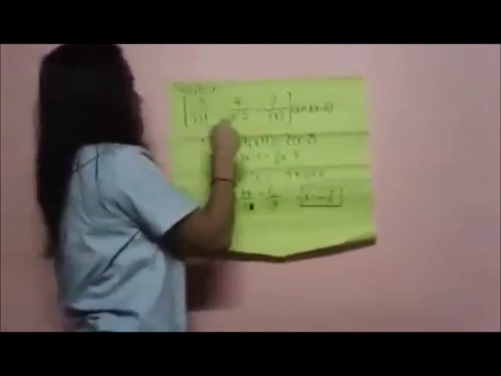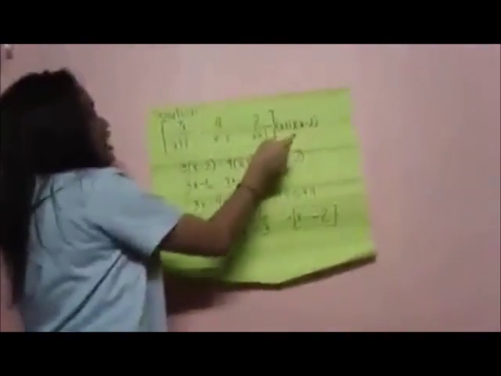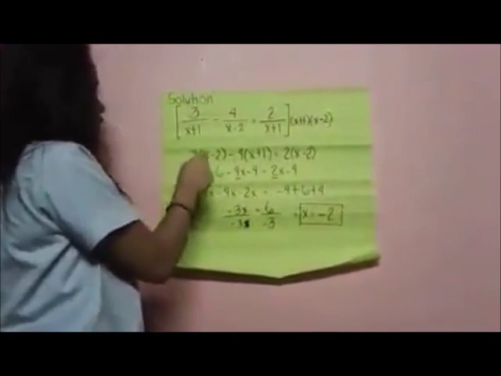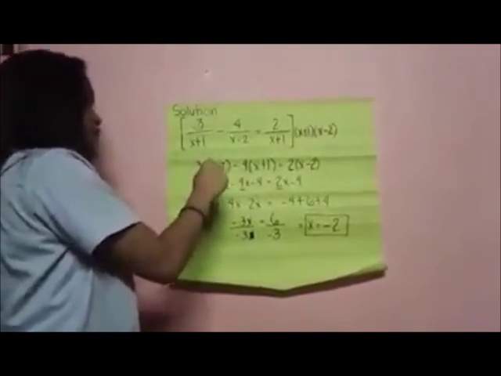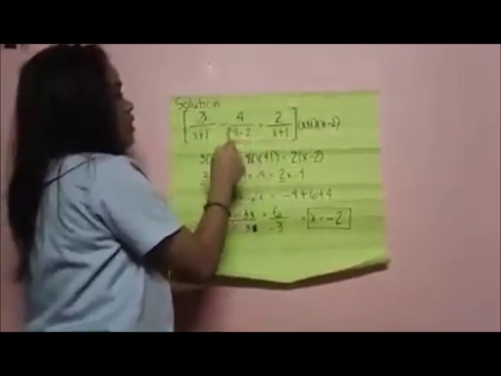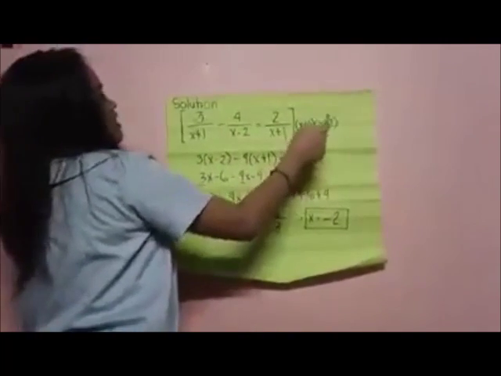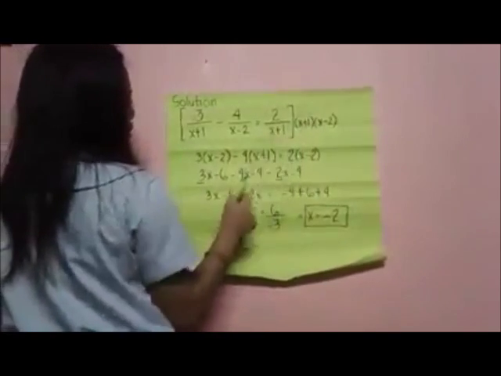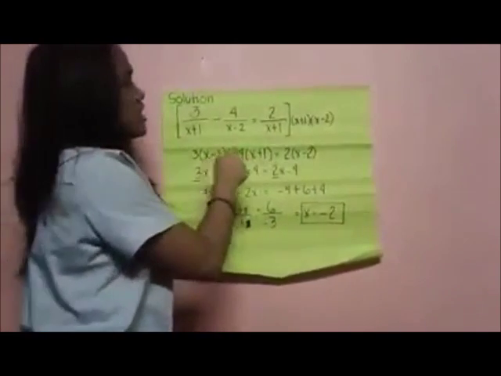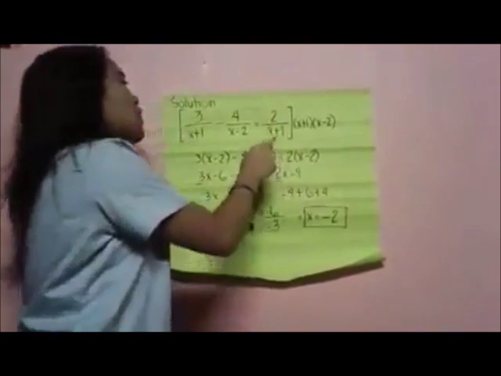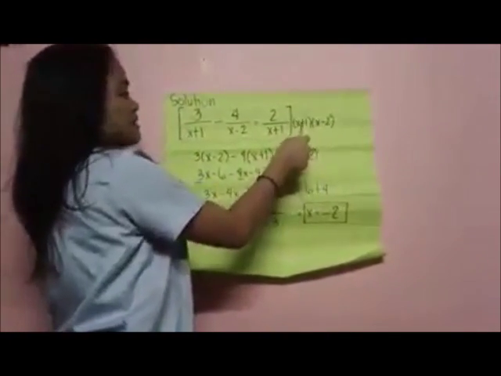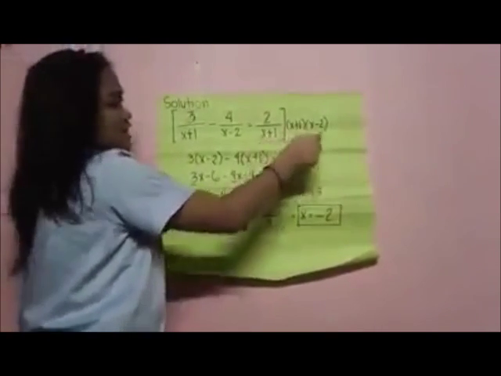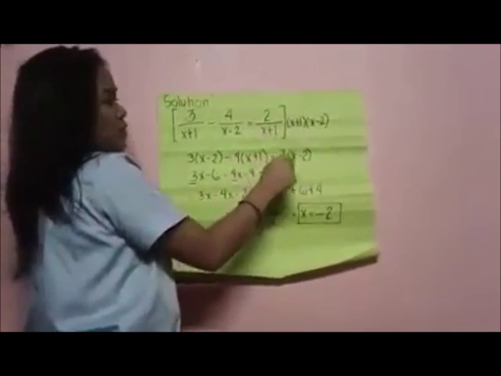3 over x plus 1 times x plus 1 cancel, and it remains x minus 2. So, it stands for 3 times x minus 2. 4 over x minus 2 times x minus 2 cancel, remain x plus 1. So, the result is this. 2 over x plus 1 times x plus 1 cancel, 2 over x minus 2.